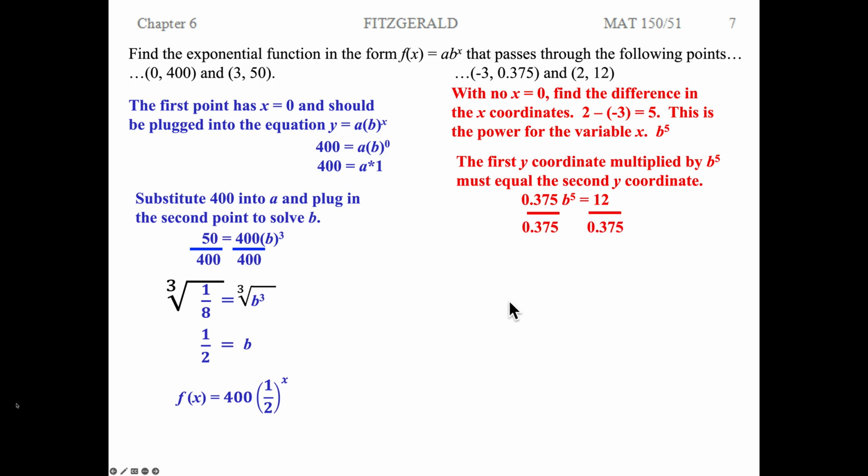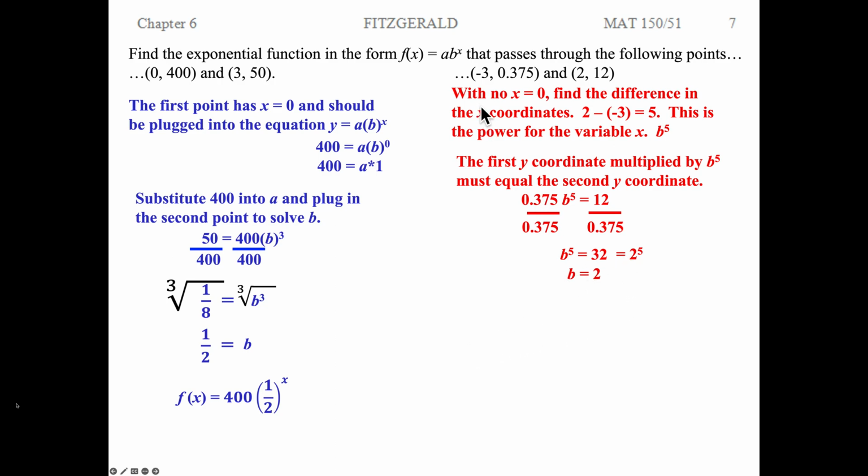So I'll divide over the 0.375 into the 12. That's going to give me 32. B to the 5th equals 32. So, all right, that's 2 to the 5th. Saw that earlier. So 1-to-1 base relationship here. Powers are both 5. So B has to be 2.